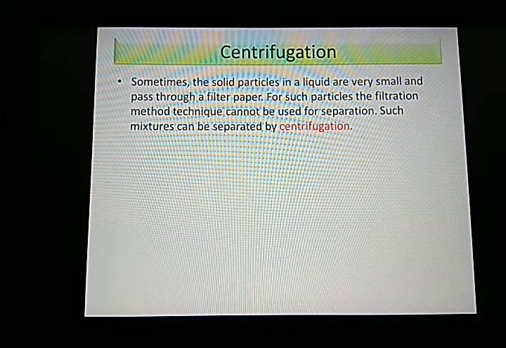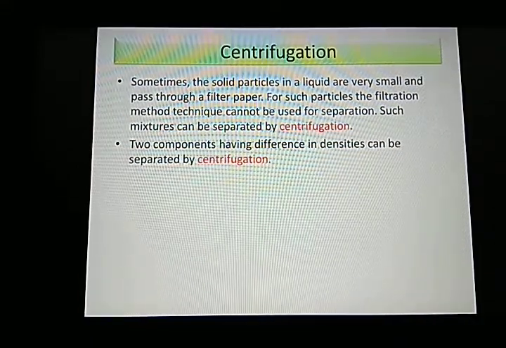For example, the colloids, as I said, are such kind of heterogeneous mixtures which cannot be separated out through the filtration process. They are not like any other heterogeneous mixture like sand and water. Those can be separated through filter paper, but we cannot separate out milk through filter paper, isn't it? So what to do then? There is some method, obviously. Such mixtures can be separated out through this process of centrifugation. Now what actually is centrifugation? Let us see.